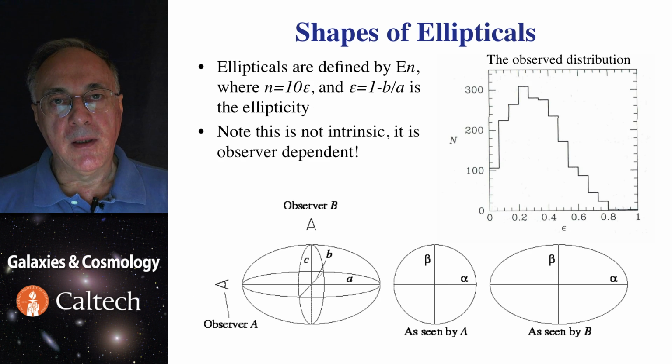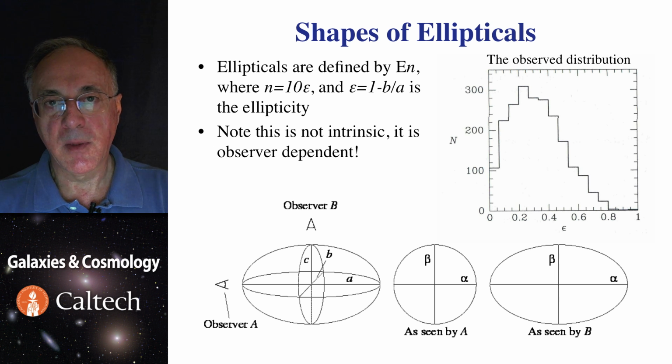Originally, people thought that ellipticity is due to rotational flattening. Elliptical galaxy spins, centrifugal force stretches it in two directions, orthogonal to the spin axis, but that turned out not to be the case. And more modern studies indicated that, in fact, ellipticals, first of all, don't rotate very much. And second, their shape is not due to rotation. It is due to the velocity anisotropy.